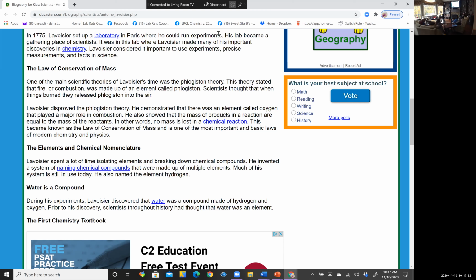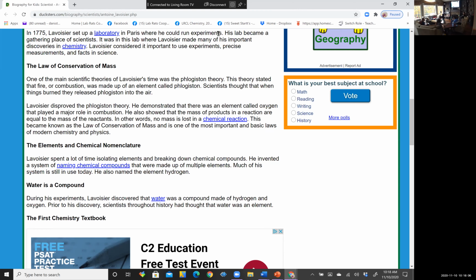He also showed that the mass of products in a reaction are equal to the mass of the reactants. In other words, no mass is lost in a chemical reaction. This became conservation of mass and is one of the most important and basic laws in modern chemistry and physics.